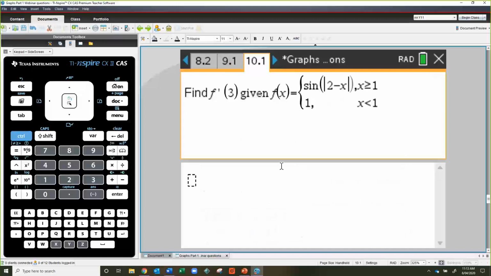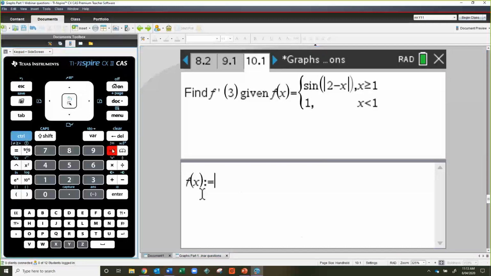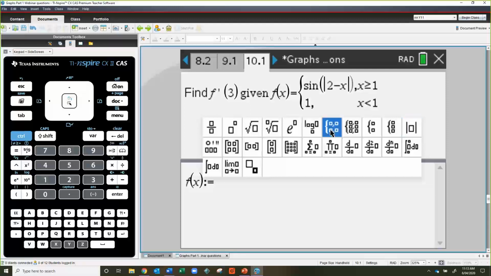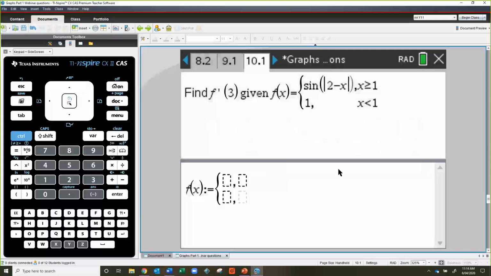Now, if we are to differentiate the function given as the piecewise function, it is good to actually define it as a piecewise function. So we go enter, and now we go to the template, and we have 2 options here. This one is 2 pieces, this one is more than 2 pieces. Because we have 2 pieces, I enter this one.